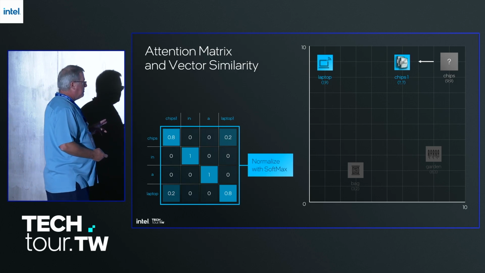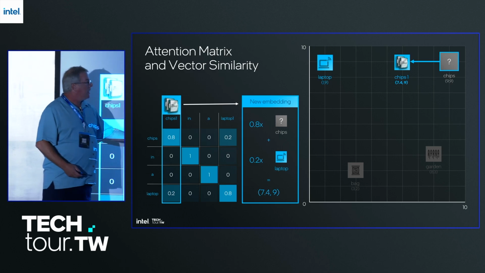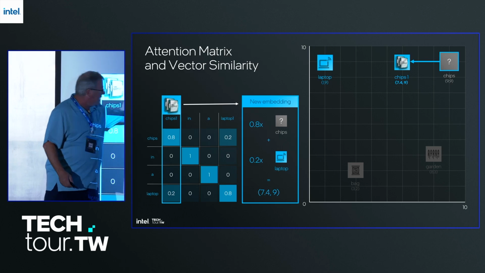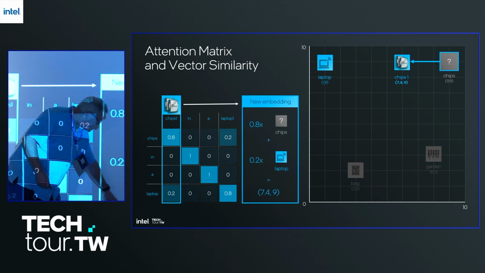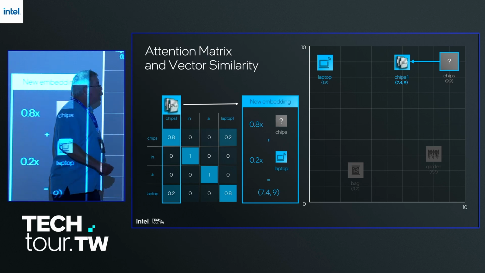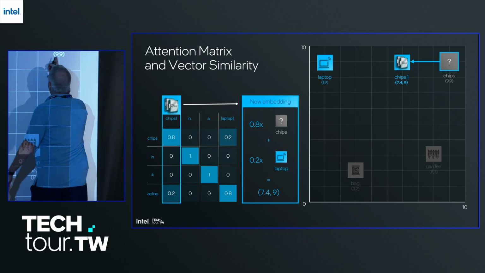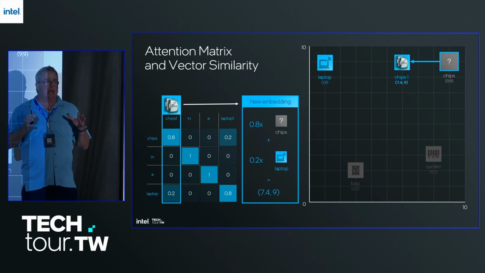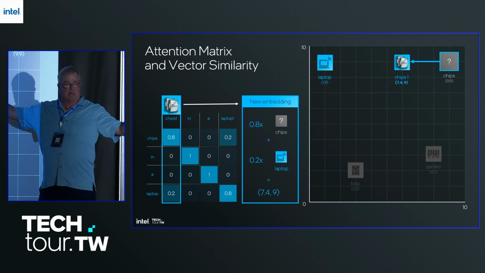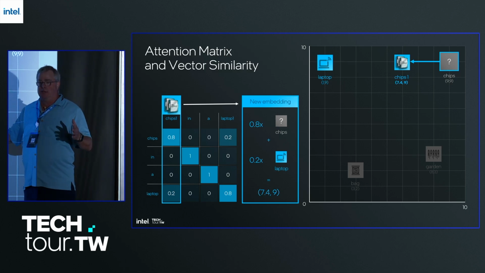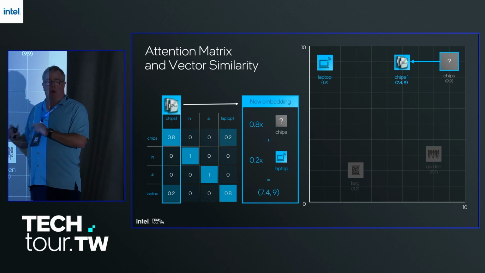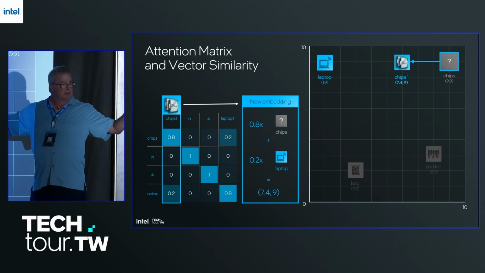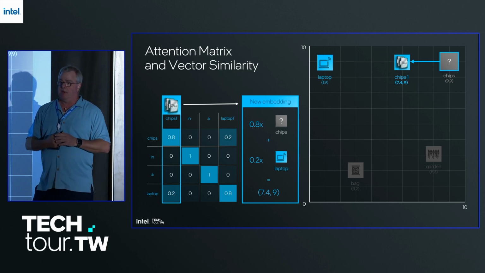Now after that, you're going to get a new embedding. So this new embedding, which is now going to be 7.4 by 9, actually moves chips from 9.9 to 7.4 by 9. And the hard part to understand is the number of dimensions is the same, the values have changed. Okay, and now those values represent the full context. It's not just chips, it's chips in a laptop.